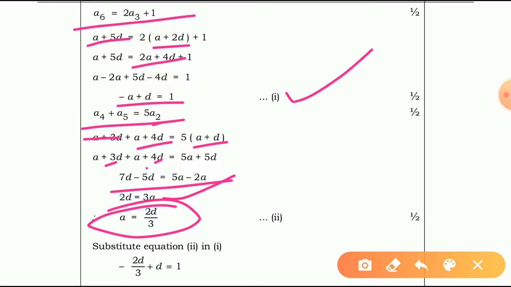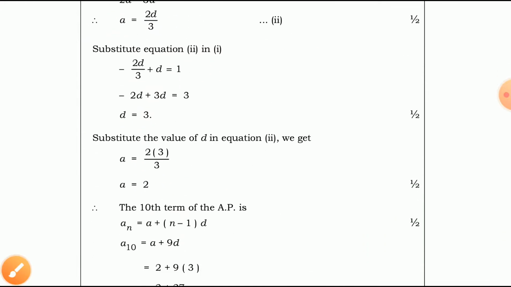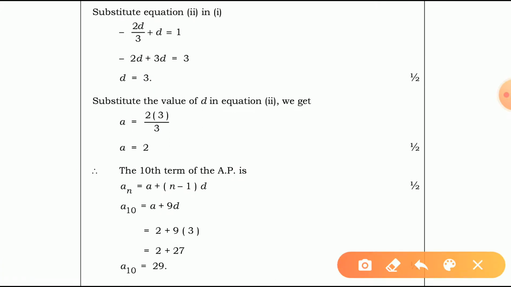Here, substituting the value of a in equation 1, we get d. Take the LCM, which is 3. Minus 2d plus 3d is equal to 3. 3 is transposed to the right hand side. 3 into 1 is equal to 3. Therefore, d is equal to 3.